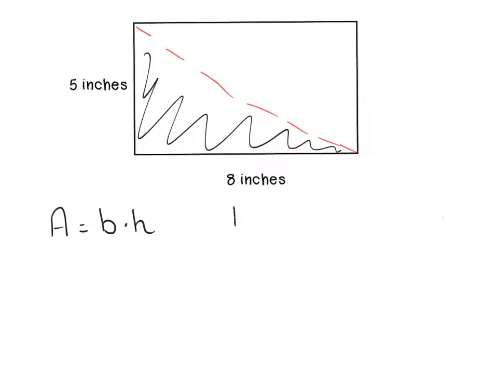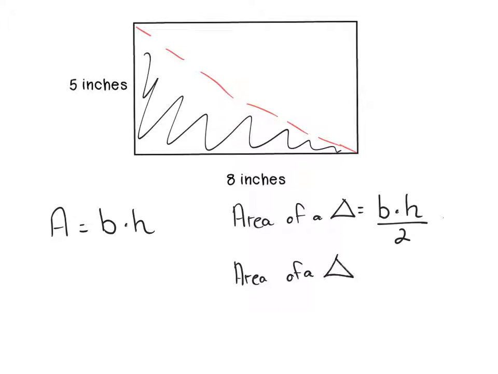So we could say that the area of a triangle, I'm just going to draw a triangle, is the base times the height divided by 2. Or you may also see the formula as the area of a triangle of base times height times a half. Because if you multiply by half, it's the same thing as dividing by 2.